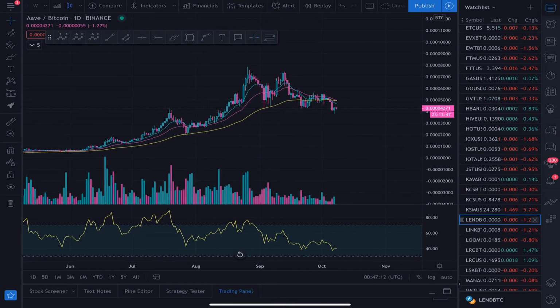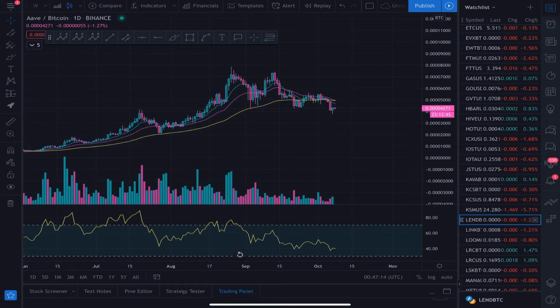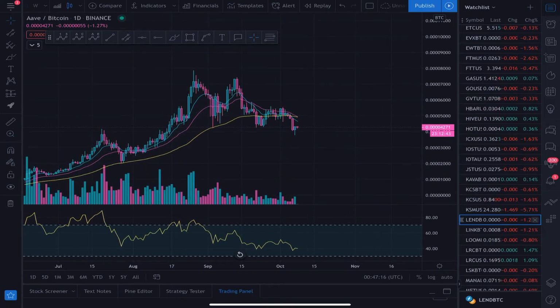I can already see a little bit of a pattern developing here. So we can take a look at the volume. We got a nice volume spike here. This is our buyer's climax, just based on the volume and the fact that that's where the price action capped out.